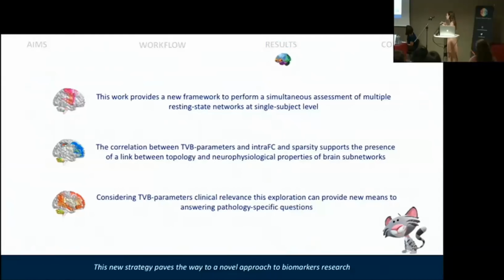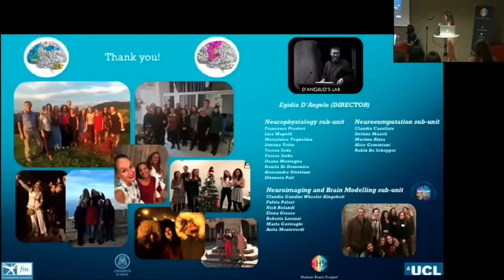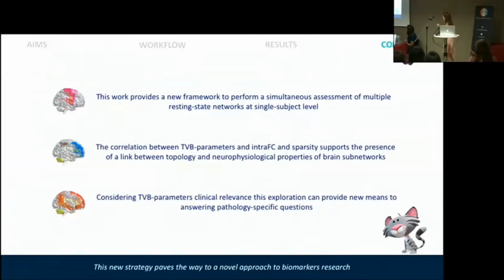So we have 3 main take-home messages. This work provides a new framework to perform a simultaneous assessment of multiple resting state networks at single subject level. And the correlation between TVB parameters and the intra-FC and sparsity supports the presence of a link between subnetwork topology and neuropsychological properties of brain subnetworks.